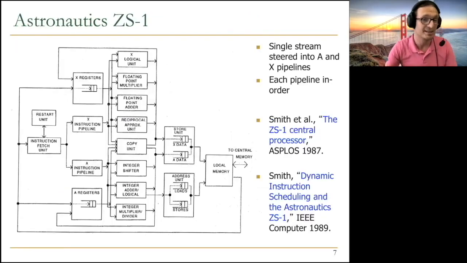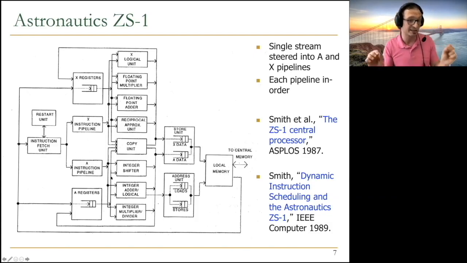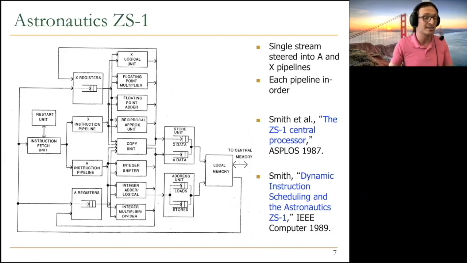And this is an example, basically. This is the Astronautics ZS-1 processor. What they did was they have a single instruction stream, instruction fetch unit, and they basically separate it dynamically into an access processor, access instruction pipeline, and an execute processor, execute instruction pipeline, basically A versus X over here. Each pipeline is in order. So this is very important. Each pipeline is simple in order. There is no out-of-order execution inside the pipeline. The out-of-order execution capability comes from one instruction pipeline doing something, basically being asynchronous with the other instruction pipeline until it needs data from that pipeline, of course, right?